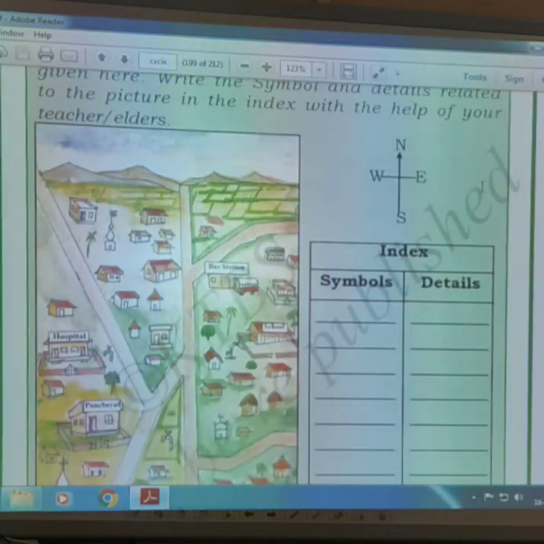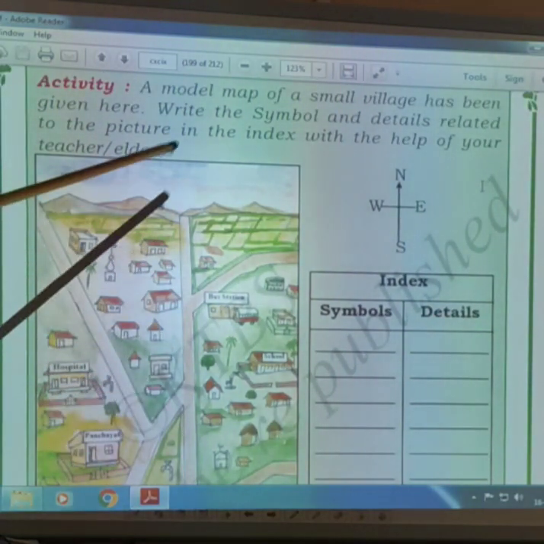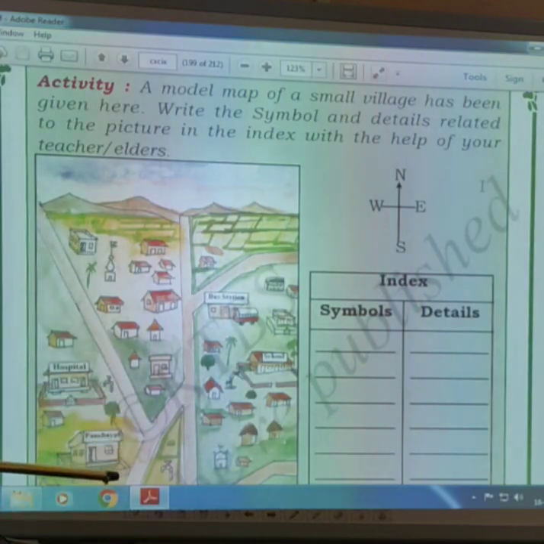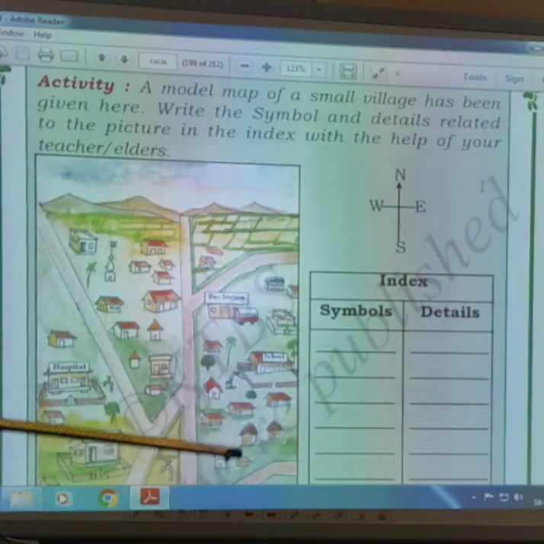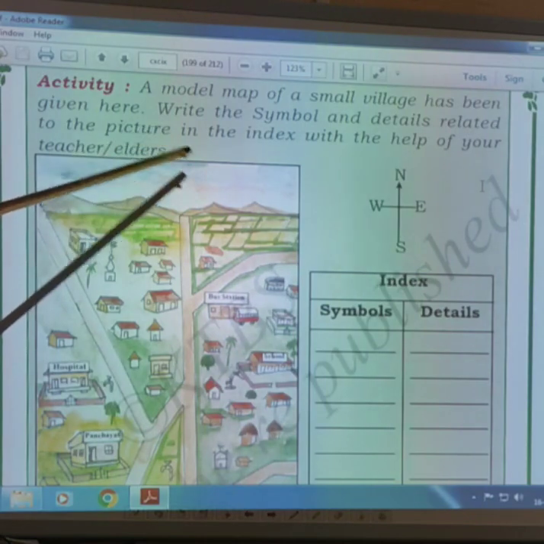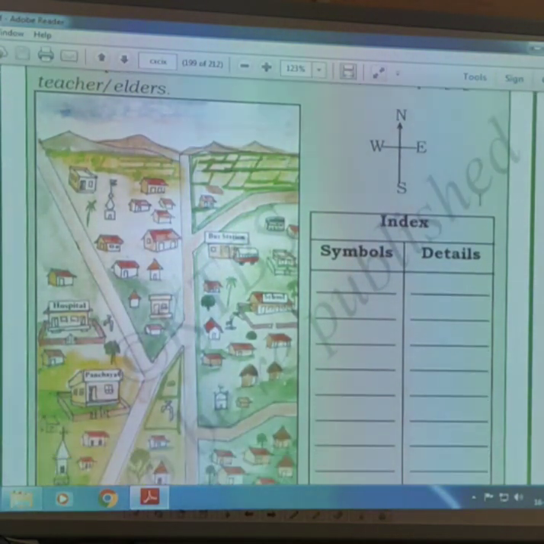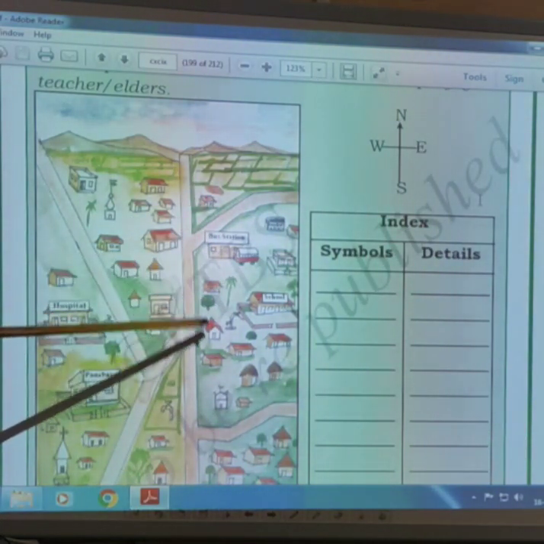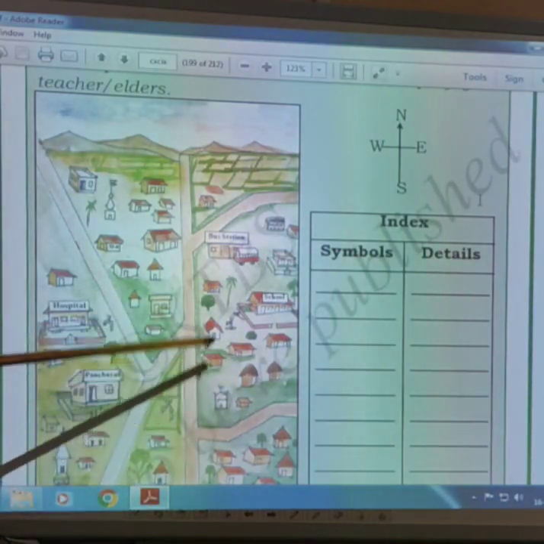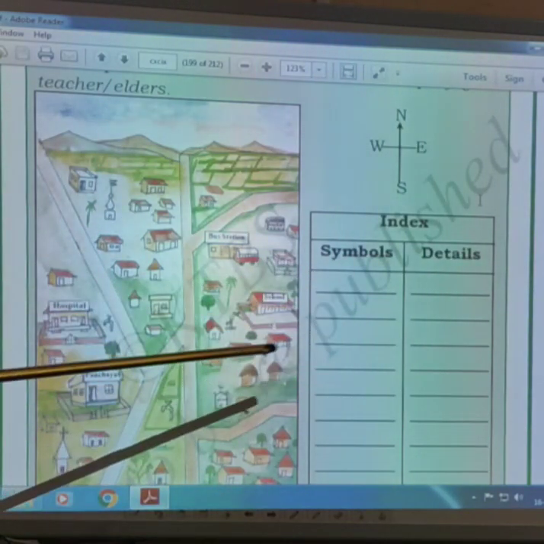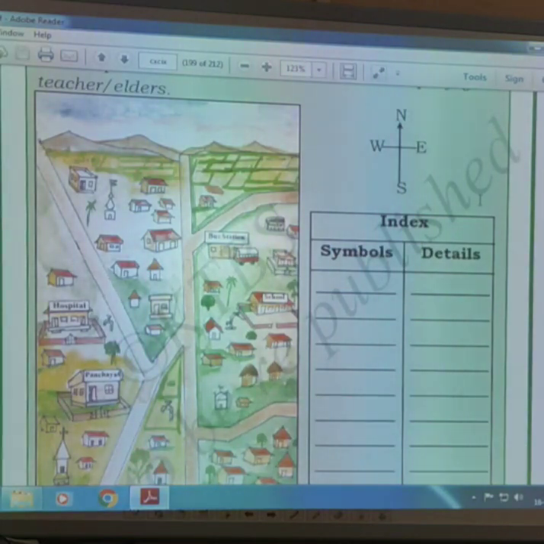So one activity for you: this is a model map of a small village given here. Write the symbol and details related to the pictures in the index. Okay, already you know the directions, four directions: north, east, west, south. On the right side, what is there? Bus station. Okay, you have to write the symbols, and for bus station you use a different symbol, whether a square or a triangle or a rectangle, like that.